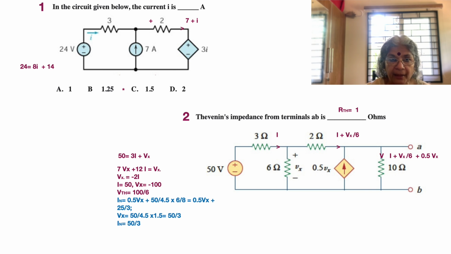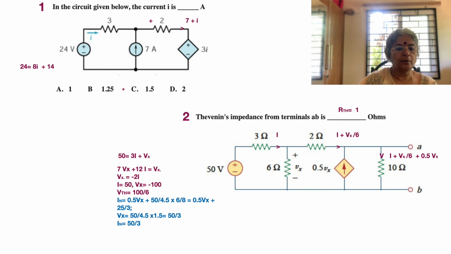Okay, 6 and 2 in parallel means 6 times 2 divided by 8, that is 2 into 3 by 4, which is equal to 1.5. So this 1.5 and 3, because they are in series, together constitute 4.5 ohms. So 50 divided by 4.5 is the current that emerges as the new current by virtue of the short circuit, and then it divides into two. The one that flows through the 2 ohm resistor ends up in the short circuit.